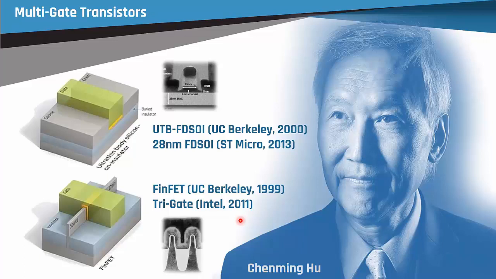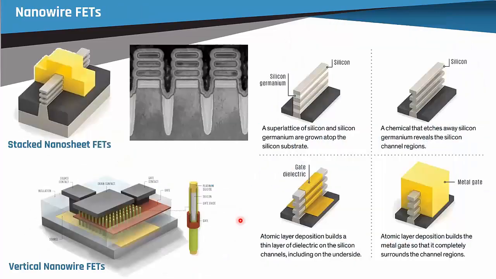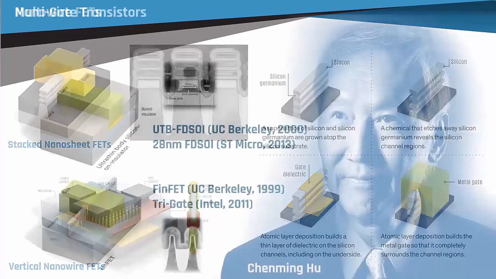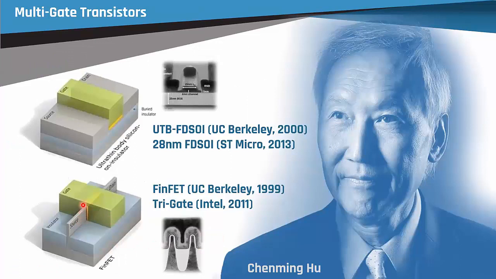Okay, so Chen-Ming Hu is the guy who is behind this. And the idea here is that we have 3 sides to the channel. So you get much more of these electric fields that apply the field effect and are able to shut off the channel and stop the current from going through it.